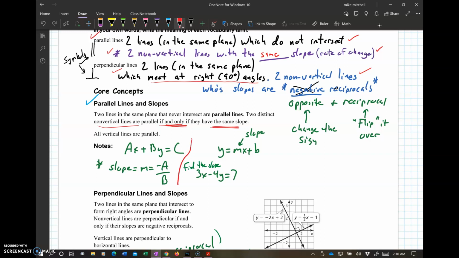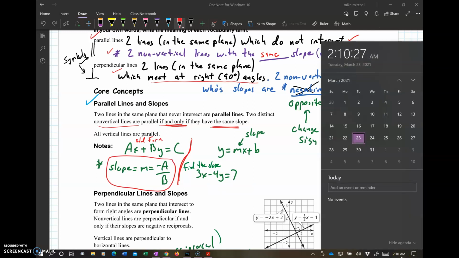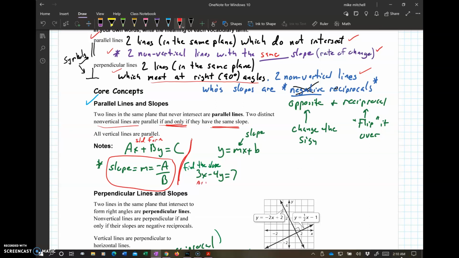Key concepts for slope here. Ax + By = C, that's our standard form. Remember, your slope is equal to the opposite of A over B. So when I want to find this, A is 3. B is negative 4. So that gives me, since A is 3, the opposite of 3 over negative 4. That means I'm going to get 3/4 for my slope. Okay, I'll try to write bigger next time. Sorry about that.